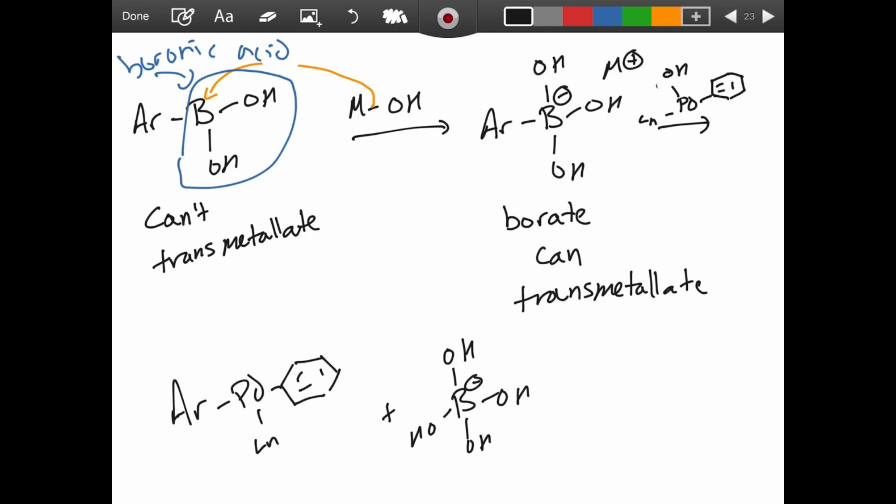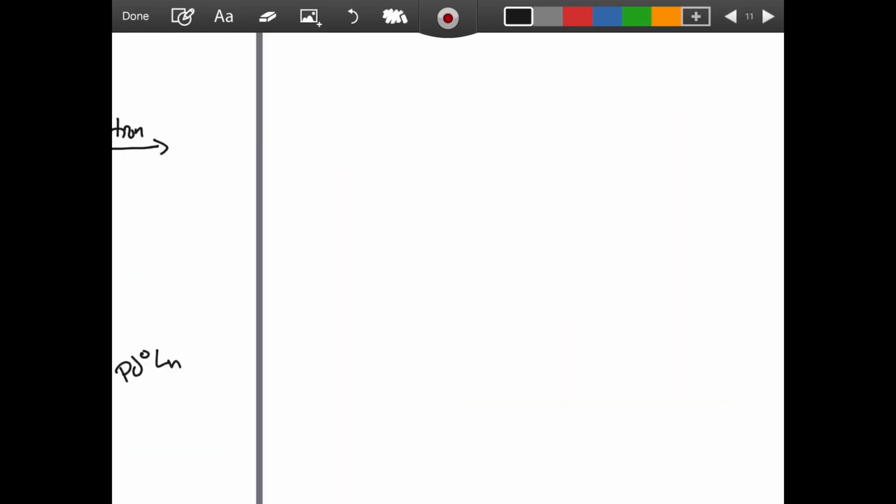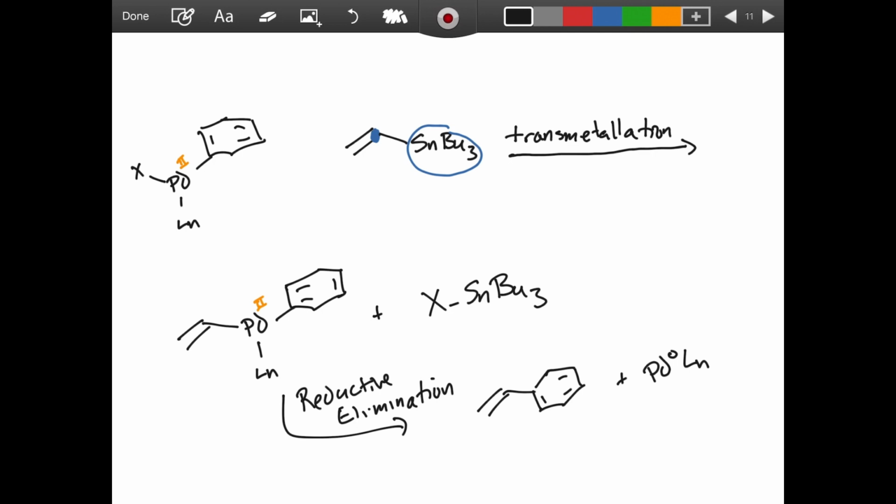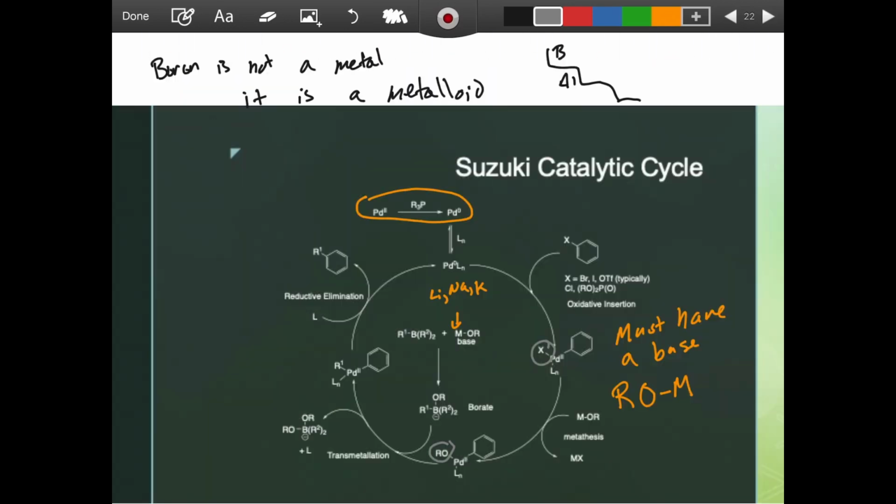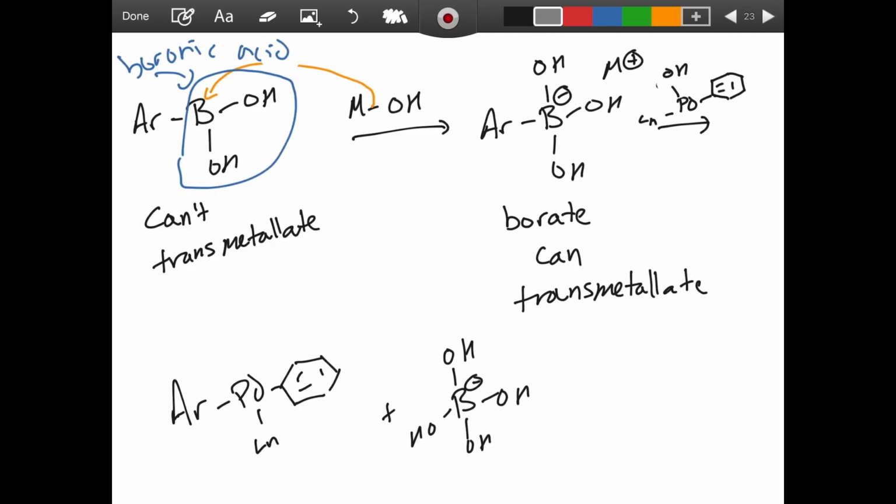So when you do the transmetallation, what we had seen before, we go all the way back, here we go. When we do the transmetallation with a Stille, Suzuki, or Kumada, you put the halogen from your palladium onto your metal. And boron doesn't want another halogen, boron wants oxygen. So by putting this oxygen on the palladium, when we do the transmetallation, it gives the boron an extra oxygen.